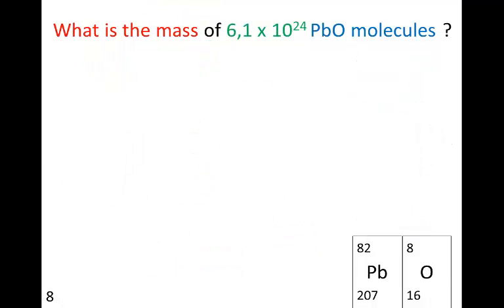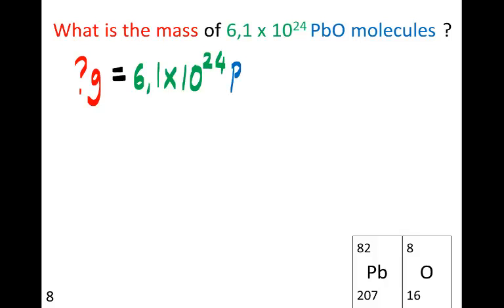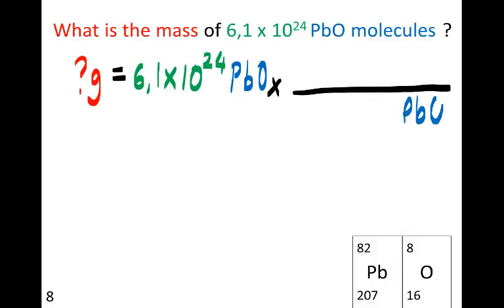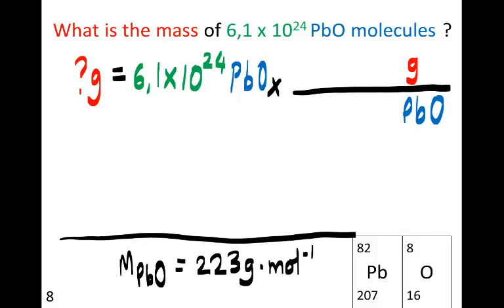What's the mass of 6,1 times 10 to the power 24 lead oxide molecules? I'm just going to interpret the question as asking how many grams do we have when we have 6,1 times 10 to the power 24 lead oxide molecules. And we have our conversion factor with lead oxide molecules at the bottom, grams at the top. Notice it's not moles lead oxide, it's just lead oxide. Molar mass of lead oxide, 207 plus 16, 223 grams per mole. Be careful, top and bottom must refer to the same thing. 223 grams is the mass of 1 mole.